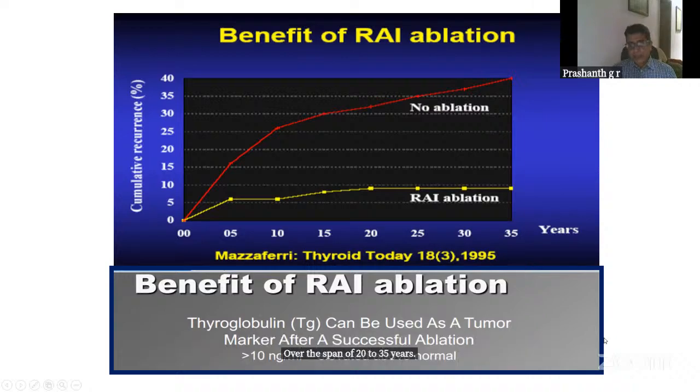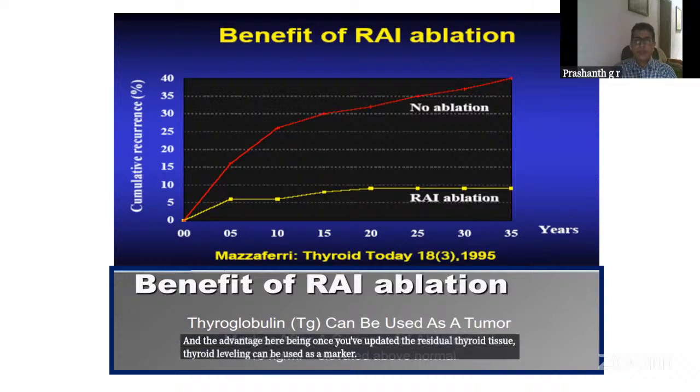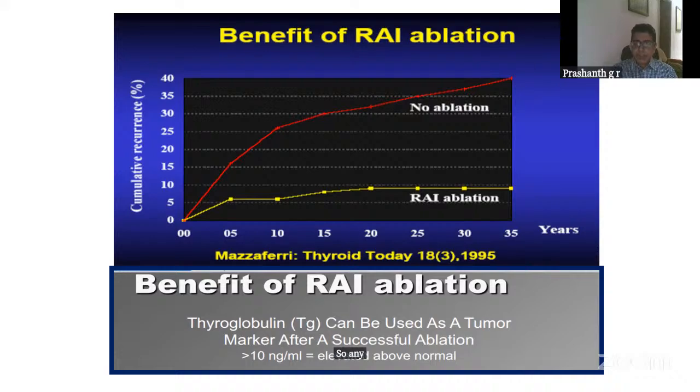And the advantage here being, once you've ablated the residual thyroid tissue, thyroglobulin can be used as a marker. So any subsequent jumps in thyroglobulin values give you an early indication as to look for any metastasis or to look for any dedifferentiation.